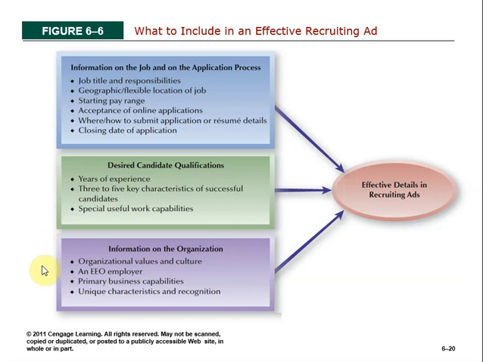And then lastly, you want to have information about the company. Specifically, you want to highlight the company as an EEO employer. So they're going to value diversity and treat people fairly. You want to show any unique characteristics of the organization or recognition that you want to promote to say, hey, we're a good company, consider us for these reasons. All of these components go into what makes an effective recruiting ad.